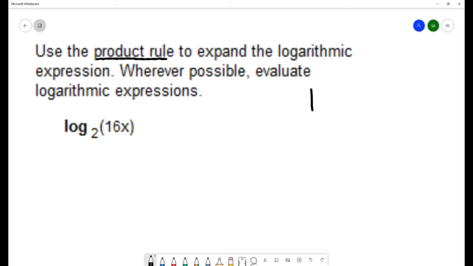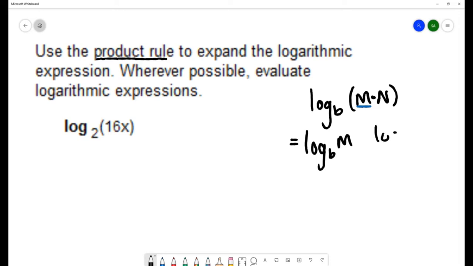The product rule deals with having a product inside a logarithm. So let's say we have log base b of m times n. The product rule can be used to expand the logarithmic expression into multiple logs. We have that multiplication inside the log, and the first factor will go inside the first log, and the second factor will go inside the second log.